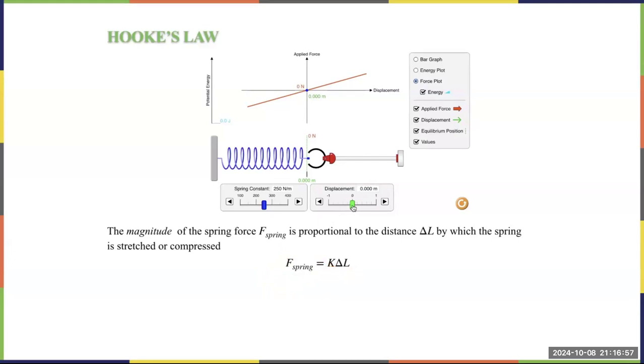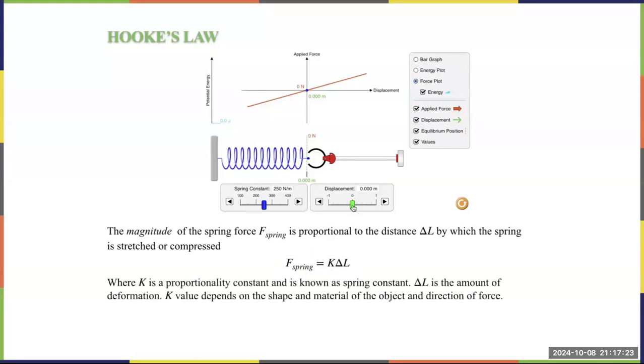What is k? k is the spring constant, that is the slope of this line. And delta L is what? The displacement. Because as we saw, the larger the displacement, the larger the applied force, and that is based on this spring constant k. The larger the spring constant, the larger the amount of force we need to create the same displacement. Okay? This k is known as the spring constant.